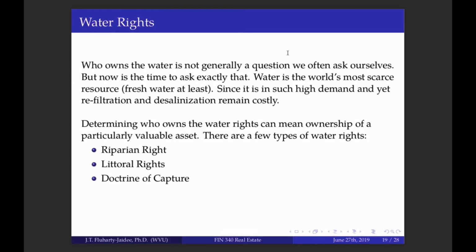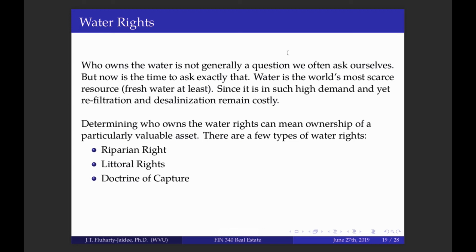The doctrine of capture says that if you are going to drill for water, so long as you access the water first, you are able to use that water. You have the right to obtain percolation water, which is water below the surface, ground table water. So you can drill into that surface water and extract it for your own personal use.